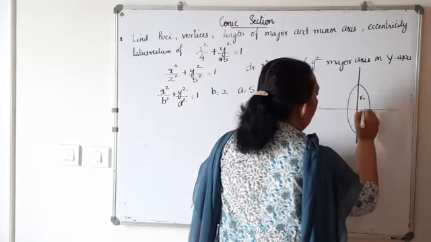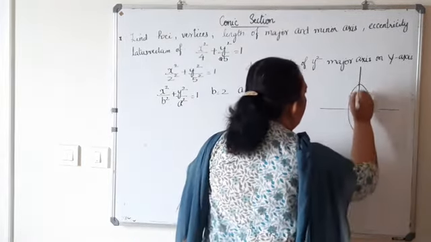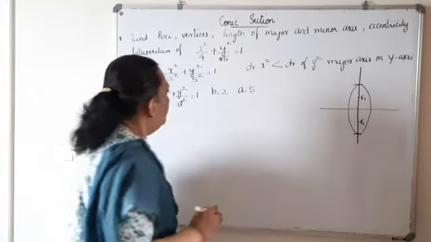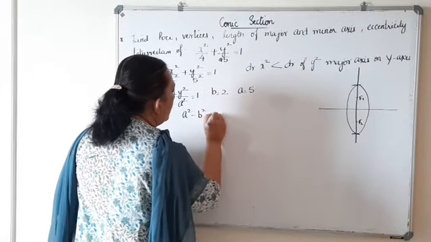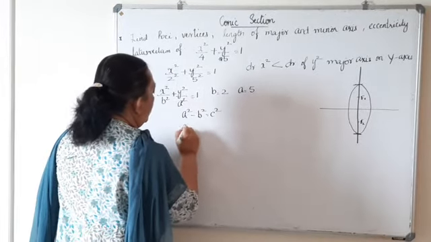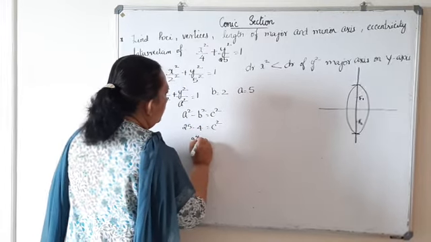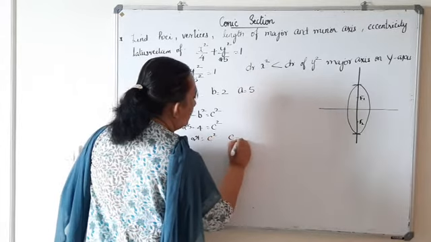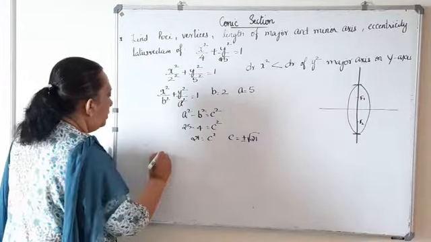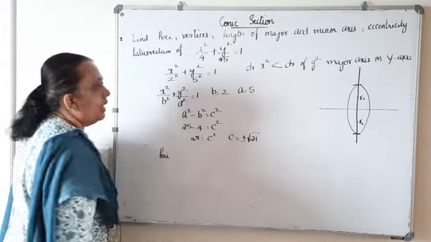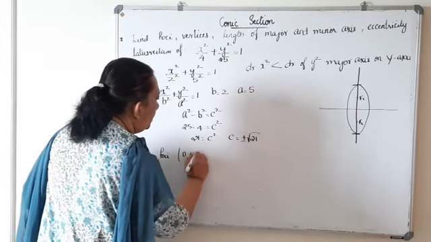Foci F1 and F2, vertices, etc. a squared minus b squared is equal to c squared. 25 minus 4 is equal to c squared. 21 is equal to c squared. c is equal to plus or minus root of 21. But what about the foci? Foci lie on the y-axis. So it will be 0 comma plus or minus root of 21.